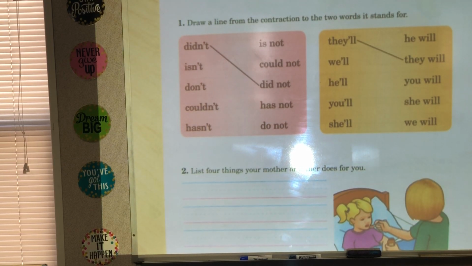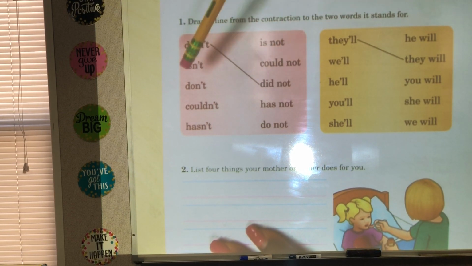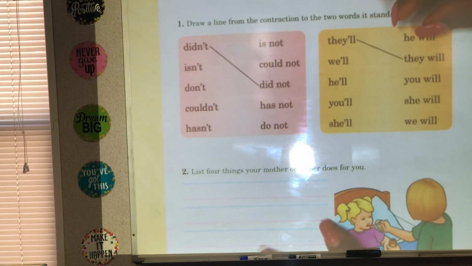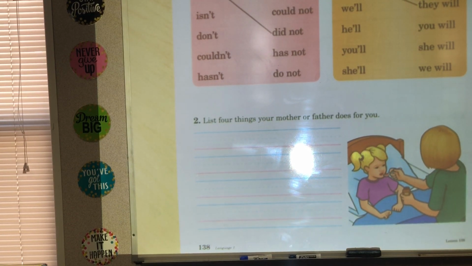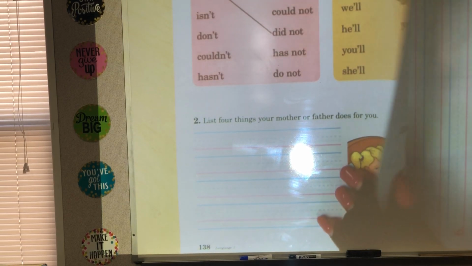Section 1. Draw a line from the contraction to the two words it stands for. Here again, you have the word didn't, means did not. For the most part, you can find the first word in a contraction. Complete that part. Take a look at section 2. List 4 things your mother and father does for you. Here's the line. Make sure you use your neatest handwriting.